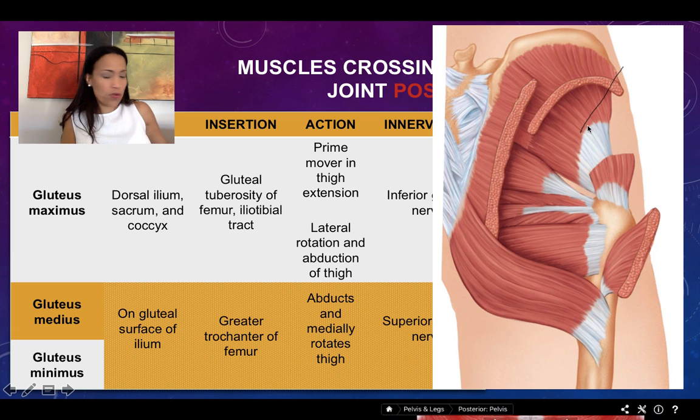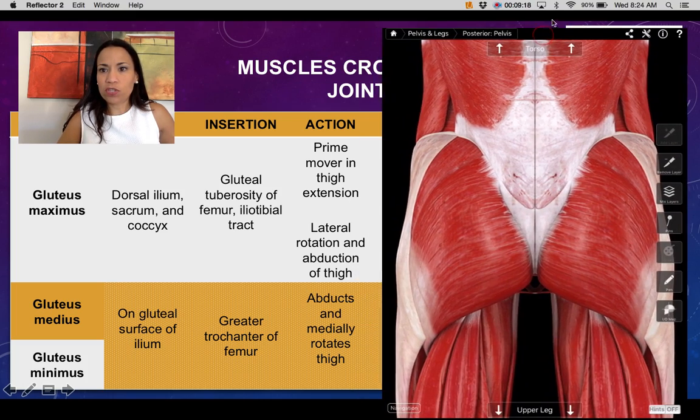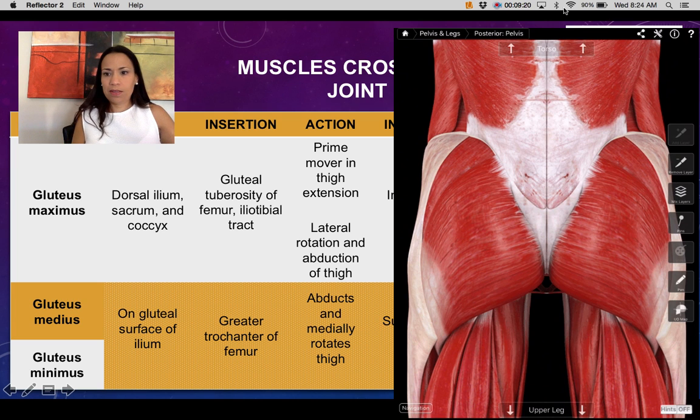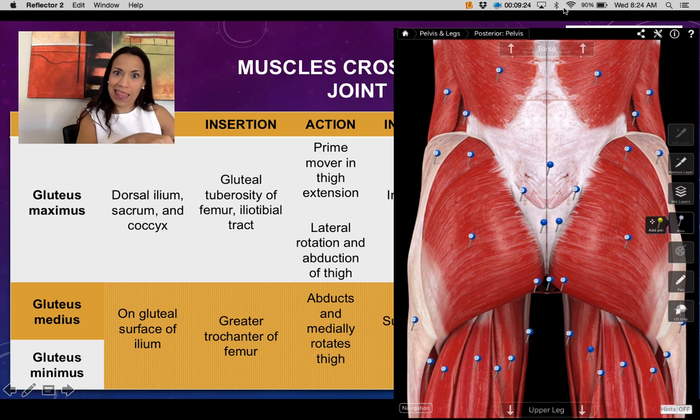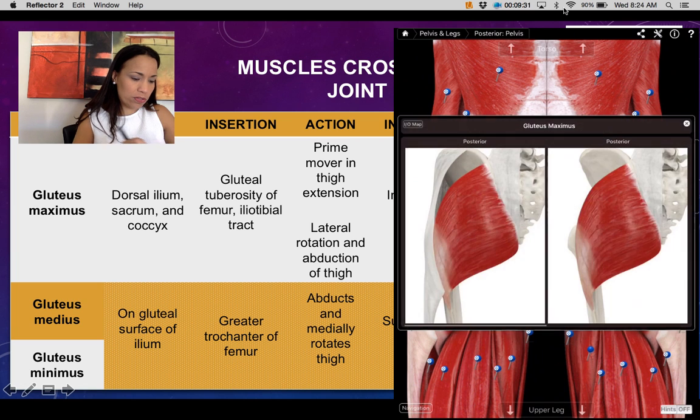Okay, I'm going to show you with my super duper app the origins and the insertions of these muscles. So I think this is easy to locate, right? This is the gluteus maximus. Let me show you the origins and insertions.